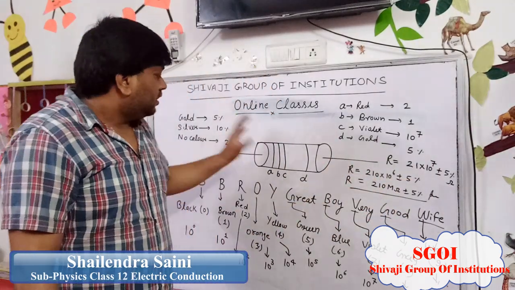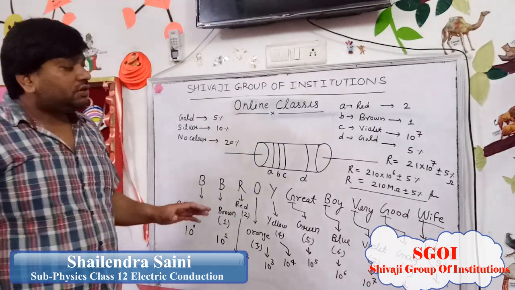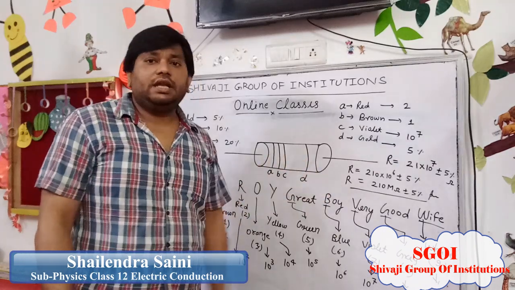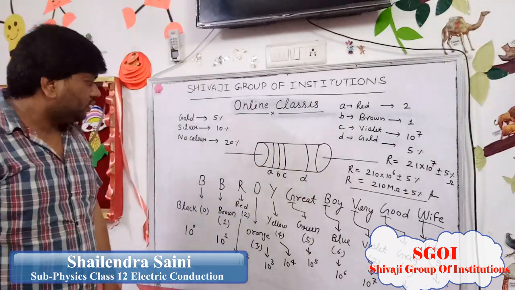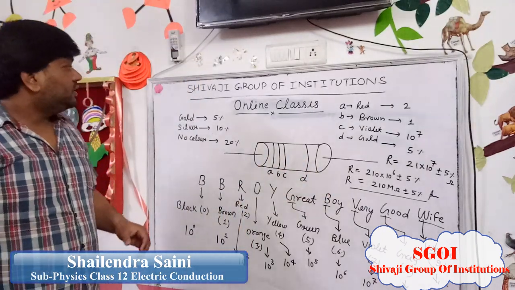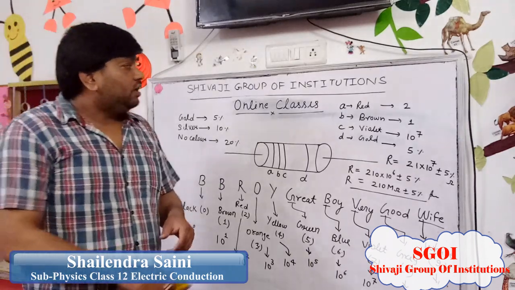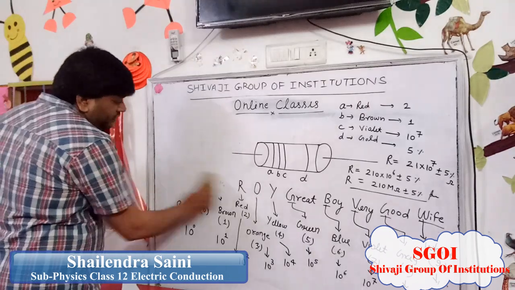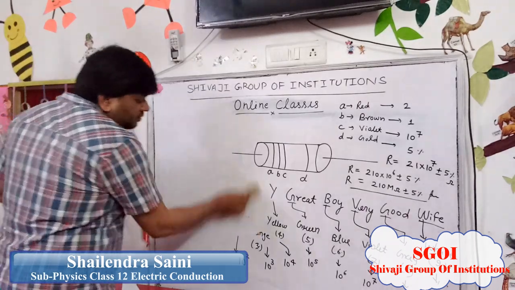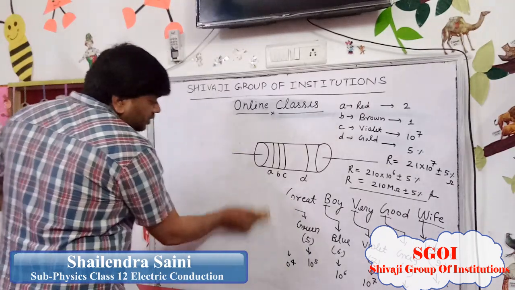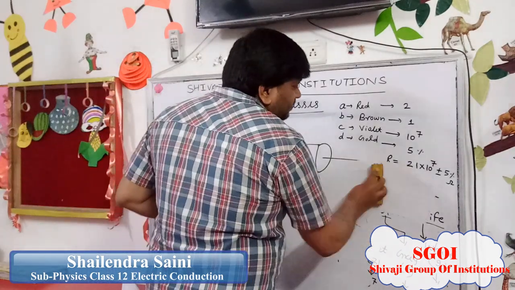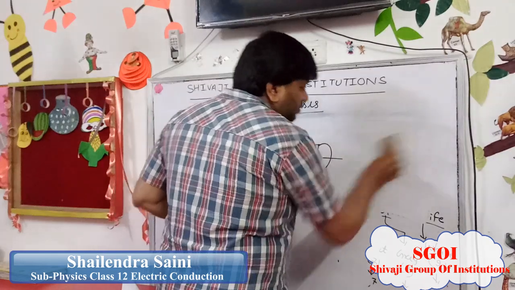तो दिस इज द कलर कोडिंग टेक्निक थ्रू विच वी कैन फाइंड आउट द रेंज अप टू विच द वैल्यू ऑफ रेजिस्टेंस कैन लाई. Okay, so this is all about carbon resistance and color coding. Now we will talk about mobility and we have one more derivation left, that is Ohm's law by the drift velocity. So we will see it in this video.